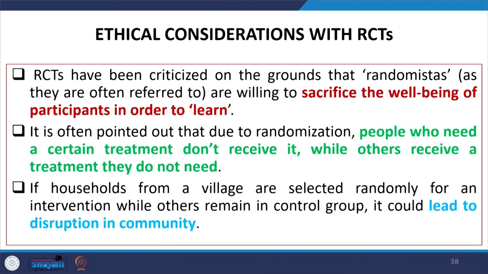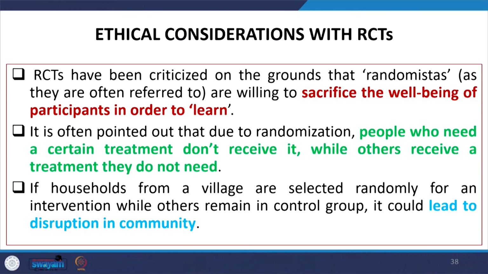So, that is very interesting. In some cases, people received it even though they did not need it, and in other cases they did not receive it. Okay. If households from a village are selected randomly for an intervention while others remain in the control group, it could lead to disruption in the community, because some may wonder why they are selected and I am not selected. There might be a possibility of further conflicts and violence within the community.